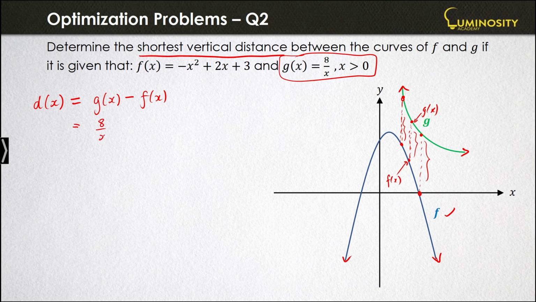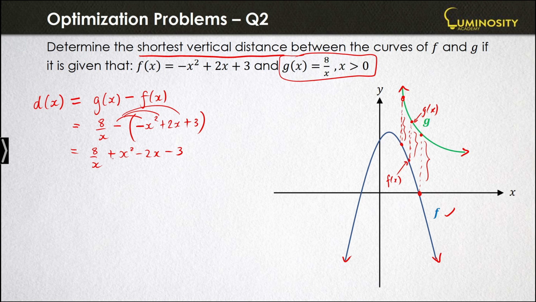Okay, so what does this simplify down to? That's 8 over x minus (negative x squared plus 2x plus 3). I put brackets here because of that negative x squared, so that when I distribute out the negative sign, it becomes 8 over x plus x squared minus 2x minus 3. So that is my distance function. I need to find the shortest vertical distance, so that's a minimum point.